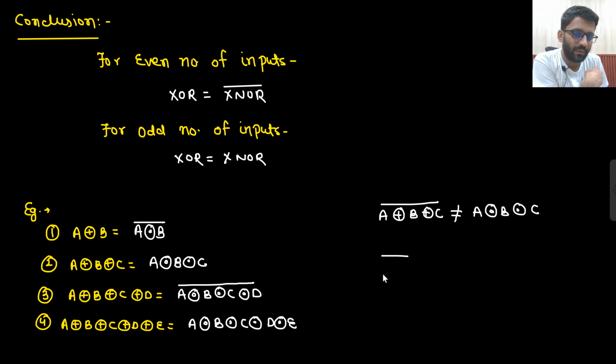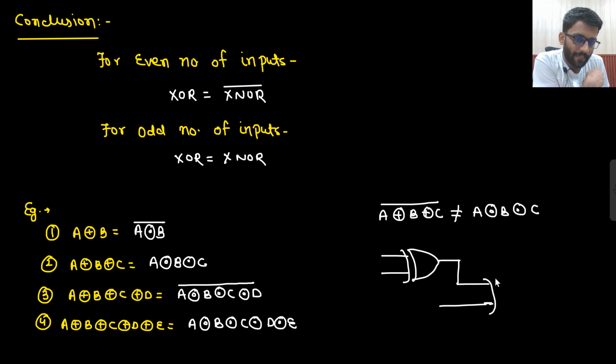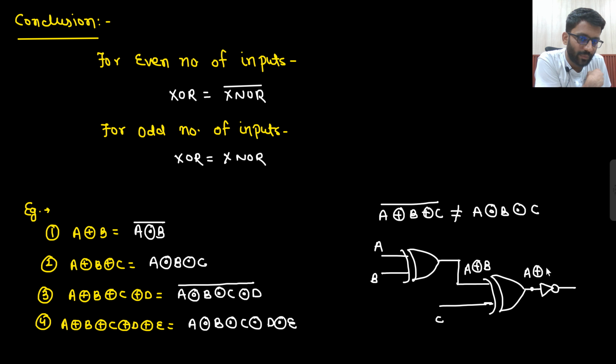So what I would do, I will get this, then this I will get, and then one inverter I will connect. This is my A, this is my B, this is my C. So this will be A XOR B. Here what I will get is A XOR B XOR C. Eventually this will be my Y, so my Y will be A XOR B XOR C bar.